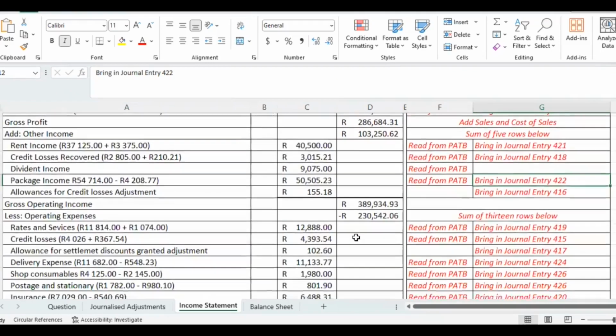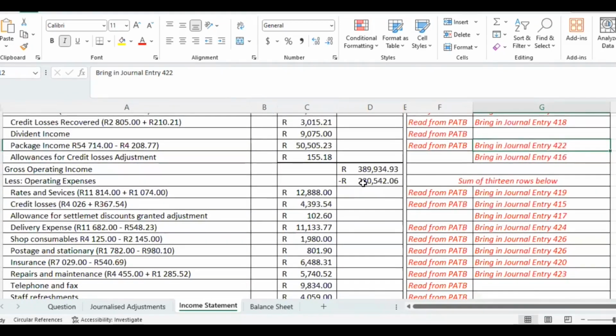Okay, now we have to look at our operating expenses. Now, once again, this amount here appears first, but it comes in last because it is the sum of this case 13 rows below. Okay, but it can be as many as you need. It's just the sum of all the operating expenses. Okay, so let's have a look at it.